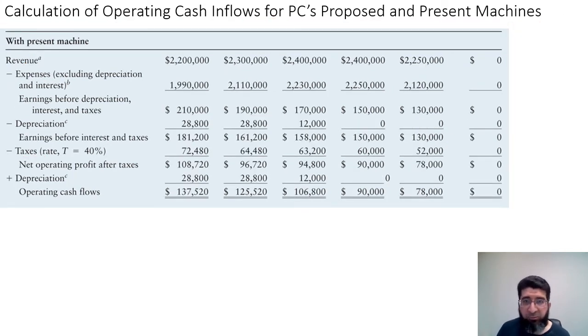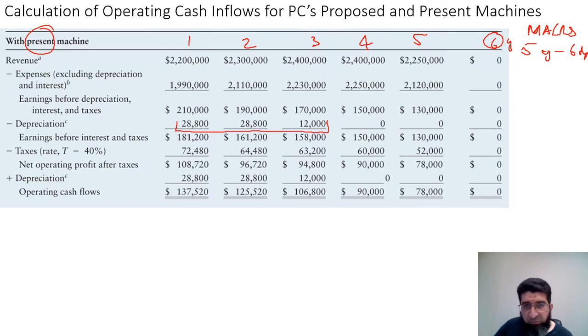Let's look at the operating cash flows for the present machine. It is also over 6 years. So this is 1, 2, 3, 4, 5 and 6th, because it also follows the same MACRS 5 years with 6 years of depreciation, and we apply all the revenues, expenses, depreciation the same way. And since it can only be depreciated for 3 years, because already 3 years has been charged, we have no depreciation in the subsequent years. And you can see that when we add back the depreciation, the non-cash item, these are our cash flows.